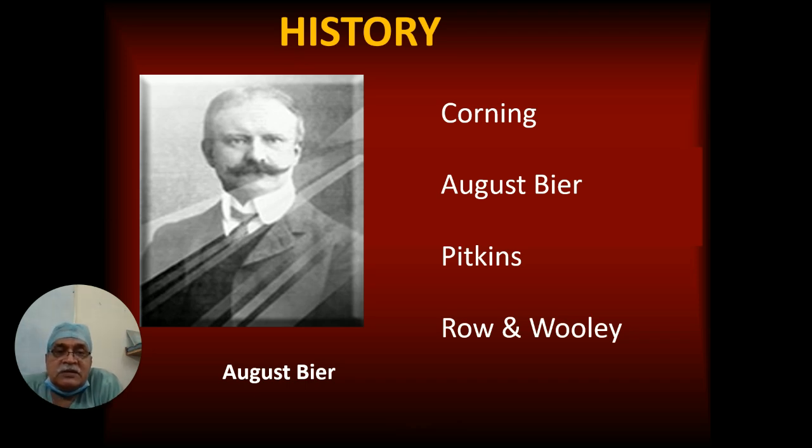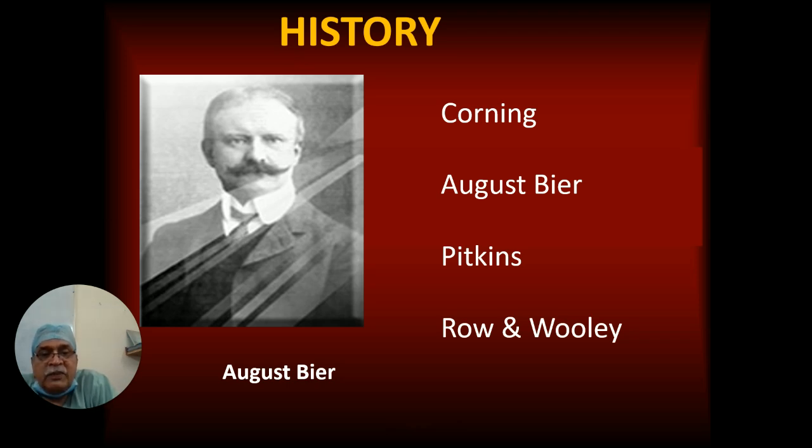The first spinal was given in 1885 by Corning. He was injecting the local anesthetic drug into the rectal region, when the needle accidentally pierced and went into the subarachnoid space. The first therapeutic spinal was given by August Bier on 16th of August 1898.